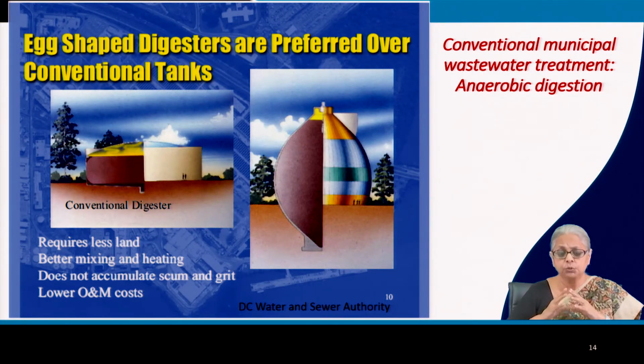And in the last few decades, people have started shifting to what are called egg-shaped digesters. And this is the size and shape. You can see the scale. The human beings are very, very tiny compared to these digesters. They are huge. They're literally enormous. And you can see the footprint. The footprint of the egg-shaped digester is much smaller than the conventional digester. So that is the first thing.